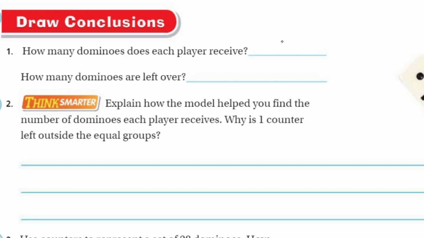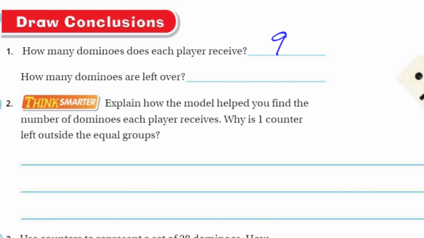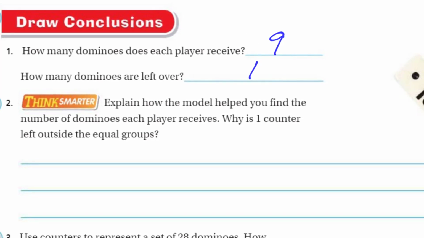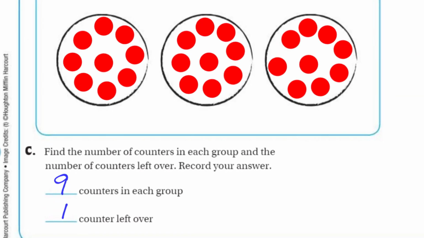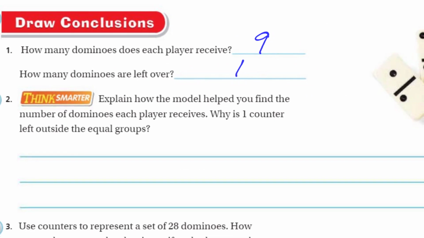We already determined that was 9. And how many dominoes are left over? 1. Is that just like what it said on the previous page? Okay, I guess they counted the counters there. Now they're calling them dominoes. Okay, trying to bring the problem alive.